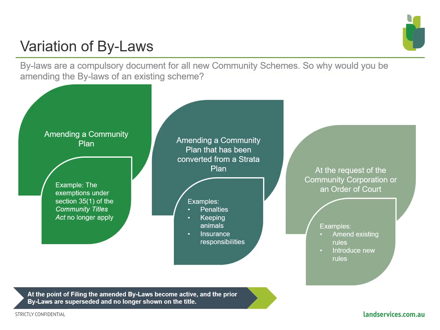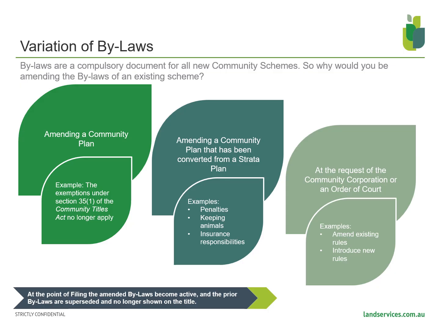Secondly, when amending a community plan that has been converted from a strata plan. On filing of a lodgement of resolution dealing, the articles of the strata continue as the bylaws of the community scheme. Therefore, when amending the community plan for the first time, the bylaws are to be lodged as a variation on a Form LF2.